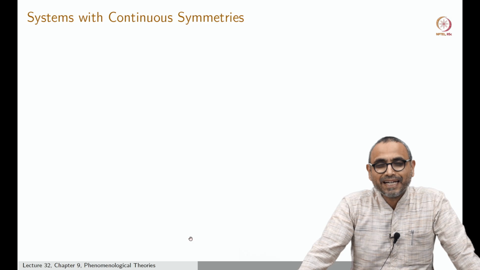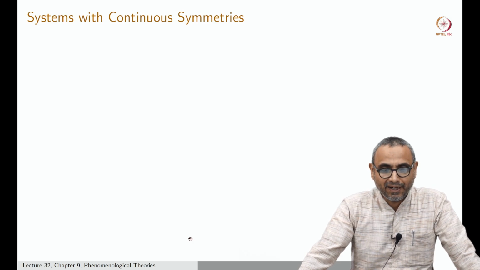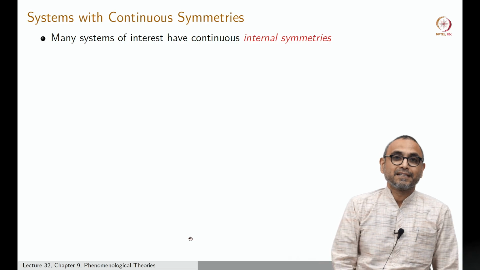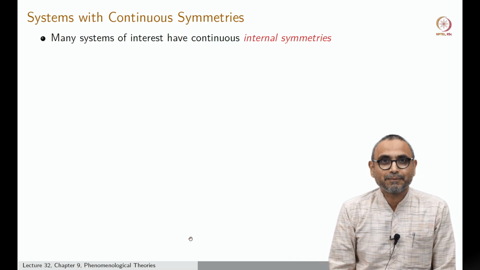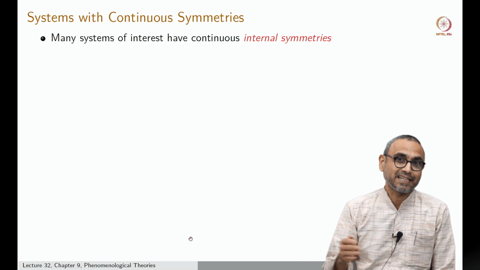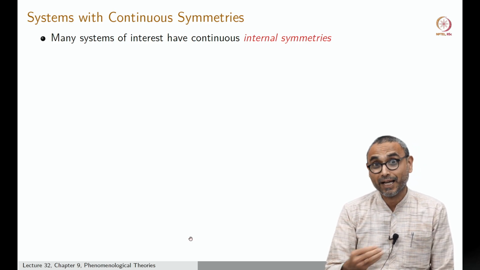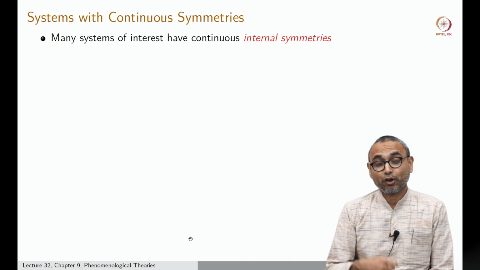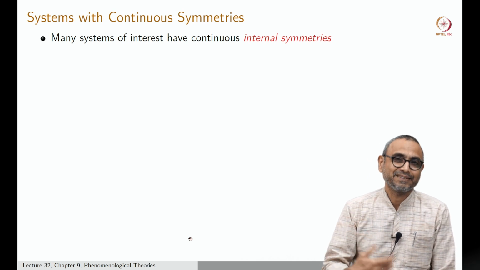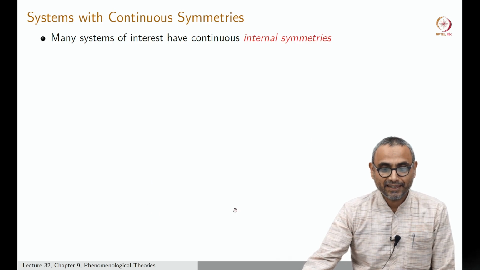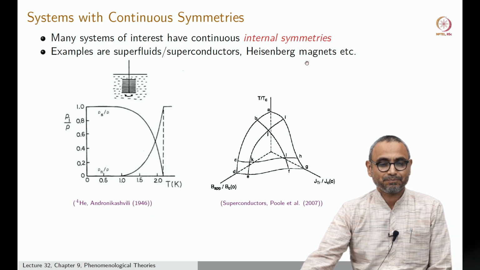So let's just quickly look at some experiments, because after all, physics is about experiments, and so we will look at some experiments and gain some inspiration. So when I talk about continuous symmetries, I am not talking about things like translation and so on. That's not the kind of symmetry I am talking about. Those are what we call arena symmetries. We are talking about internal symmetries which are continuous, right? So we are talking about internal continuous symmetries.